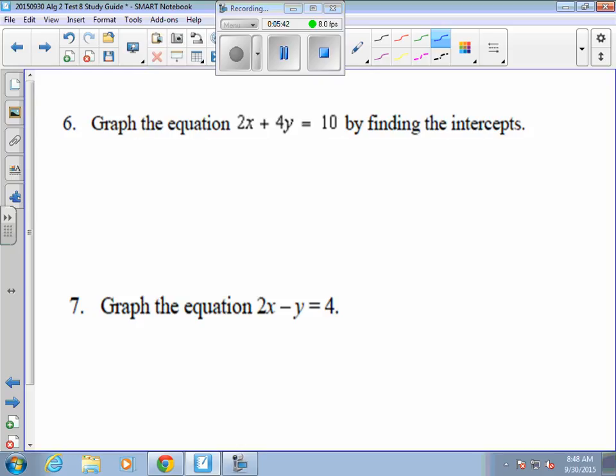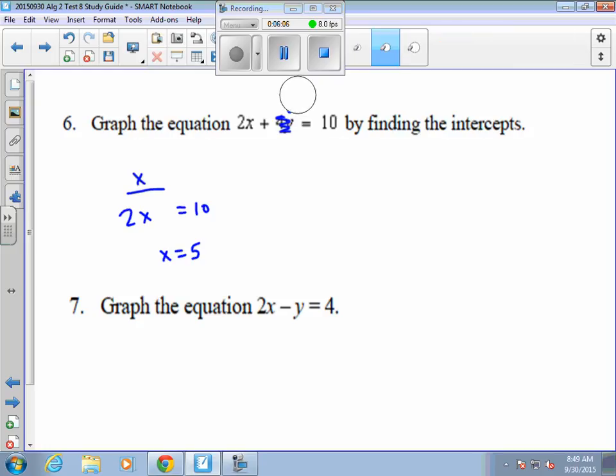Number 6 says to graph this one using intercepts. Okay. In order to use the intercepts, if we want to find the x-intercept, we're going to plug in 0 in place of that right there. So 4 times 0 is going to eliminate that. So what we're left with is 2x is equal to 10. When you divide by 2, the x-intercept is 5.